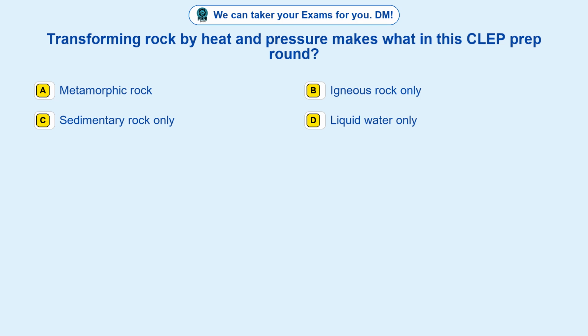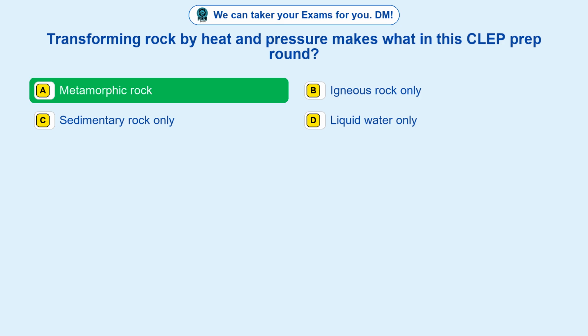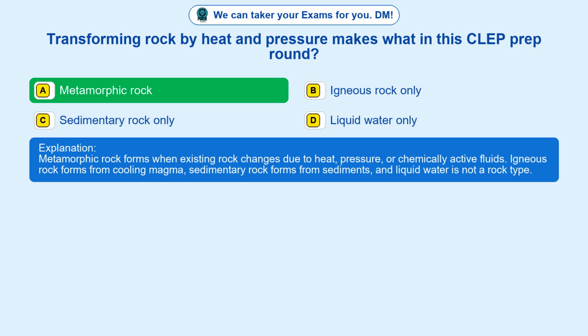Question 86. Transforming rock by heat and pressure makes what in the CLEP prep round? Option A, metamorphic rock. Option B, igneous rock only. Option C, sedimentary rock only. Option D, liquid water only. The correct answer is option A. Metamorphic rock. Metamorphic rock forms when existing rock changes due to heat, pressure, or chemically active fluids. Igneous rock forms from cooling magma, sedimentary rock forms from sediments, and liquid water is not a rock type.